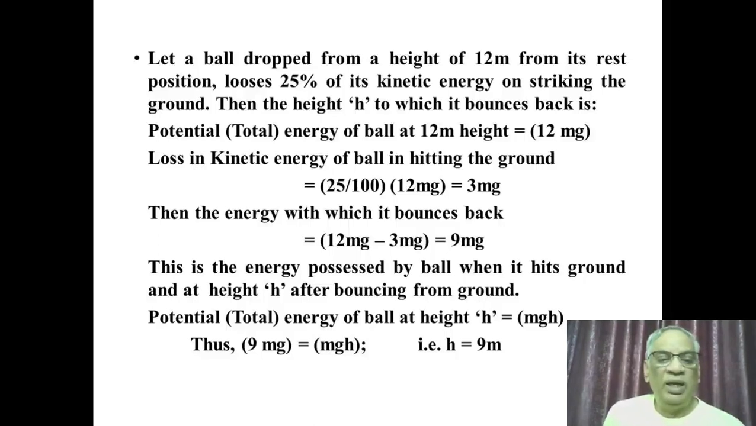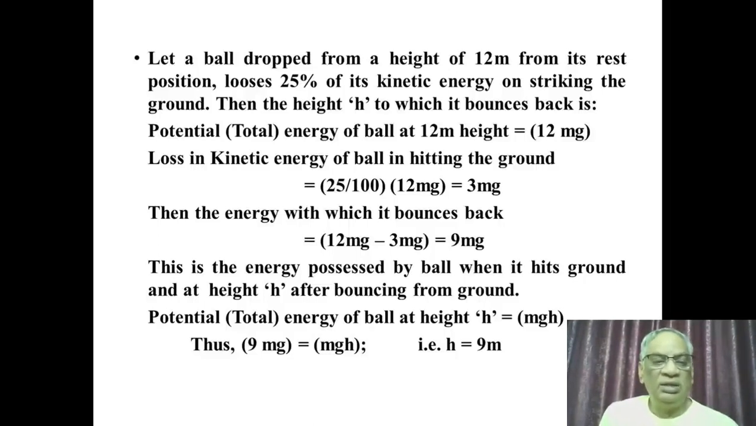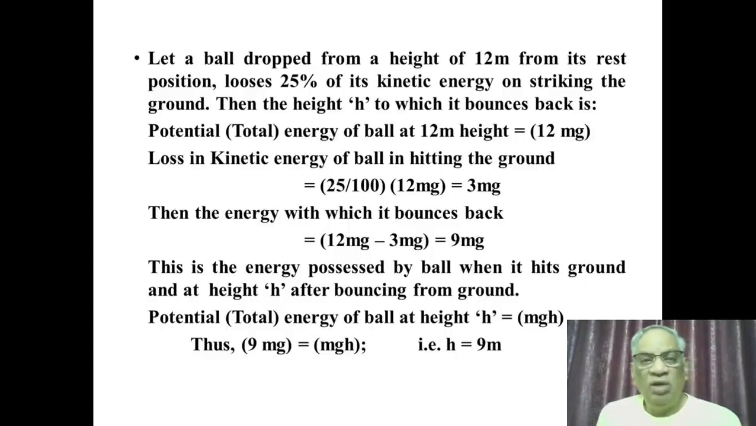A ball is dropped from rest from a height of 12 meters, freely falling. It loses 25% of its kinetic energy on striking the ground. Then find the height to which it bounces back. After falling on the ground, it lost some energy, because the velocity increases as it falls under the influence of gravity. So with that energy, after bouncing, we have to find how much height it reaches.